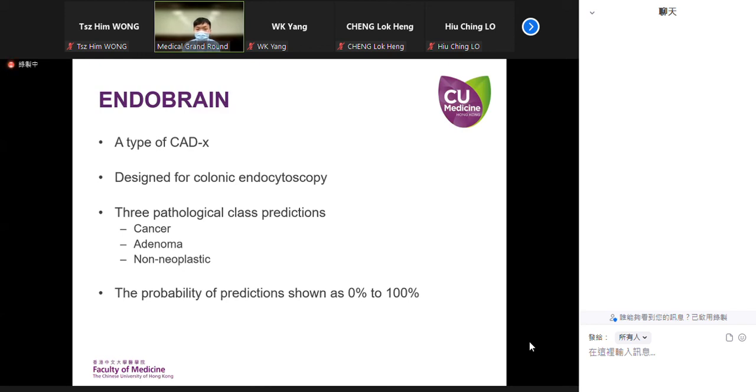So by looking at the colonic endocytoscope photo, the EndoBrain system could classify the lesion into one of three pathological classes, namely cancer, adenoma, and non-neoplastic lesion. And the probability of prediction will be shown as a percentage from 0 to 100.